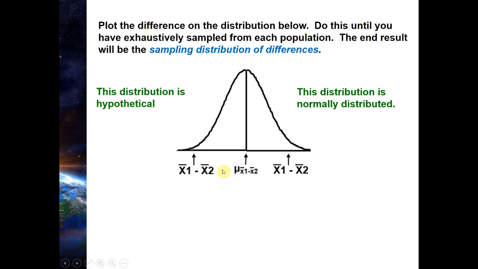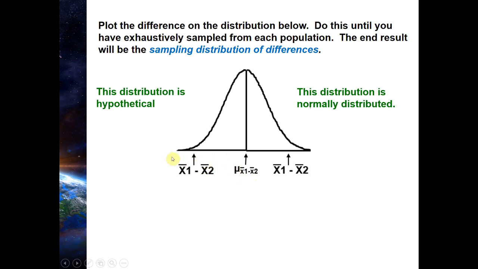All right, so let me rephrase that, or let me explain something and then go back to that. So this distribution, you're plotting all your X bar 1 minus X bar 2. Okay, so you're plotting all these differences. This is simply the mean of all these numbers. So it's mu sub X bar 1 minus X bar 2. This is just a reminder of what this is a mean of.